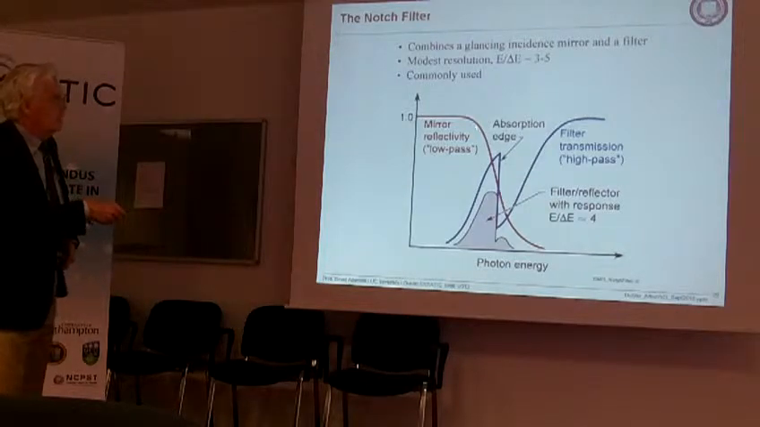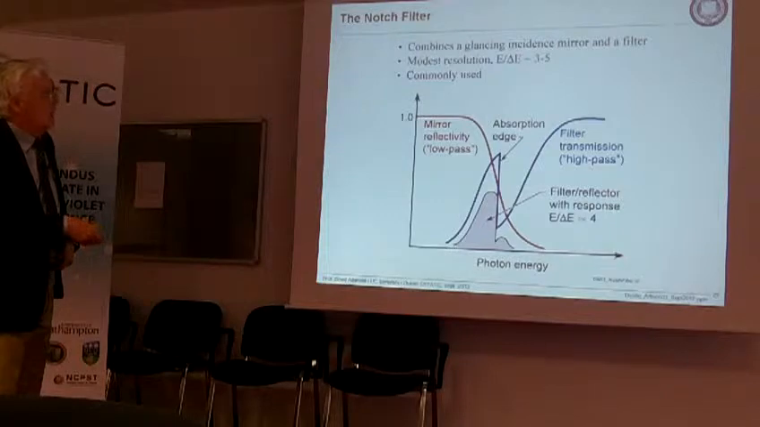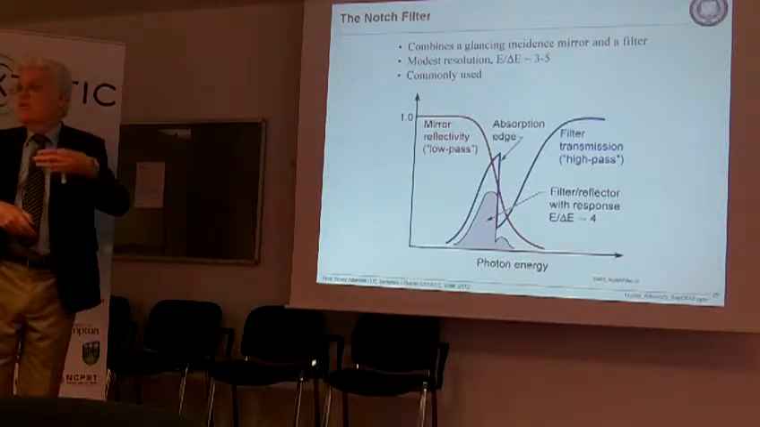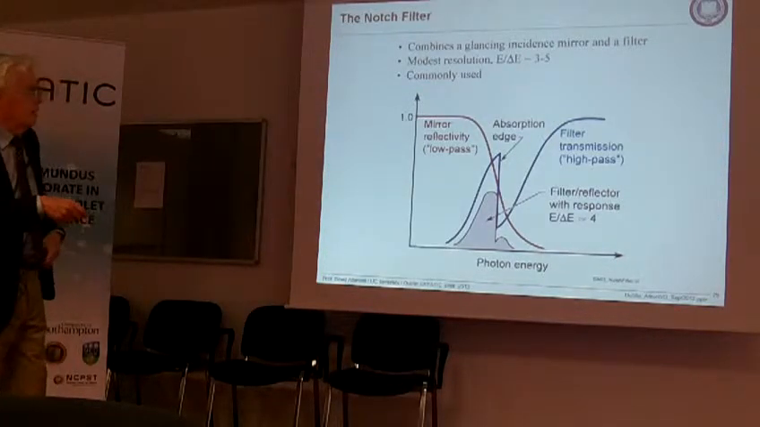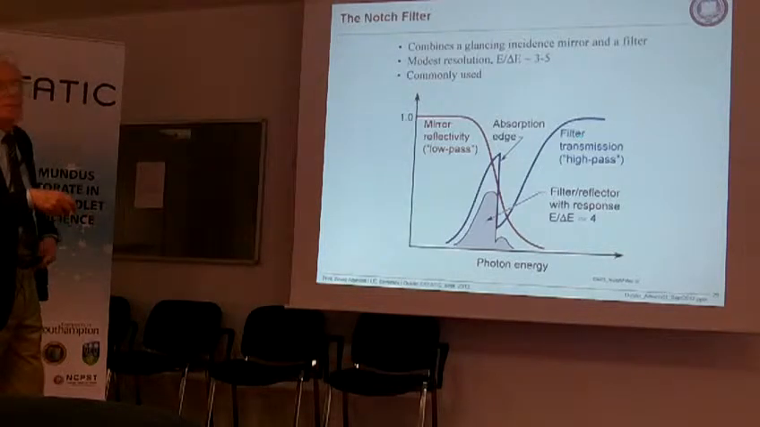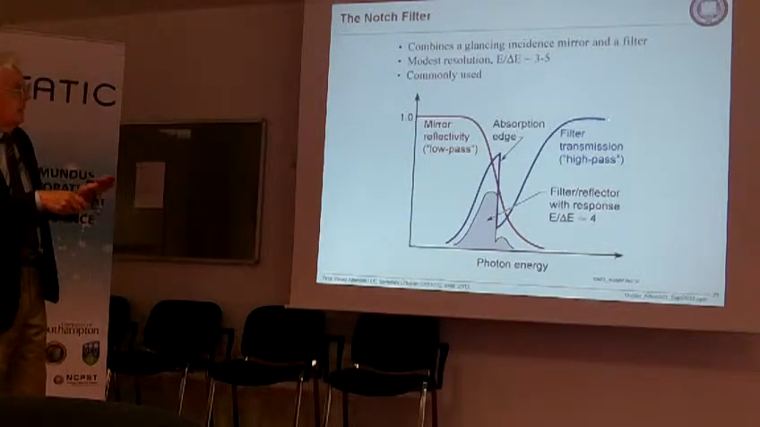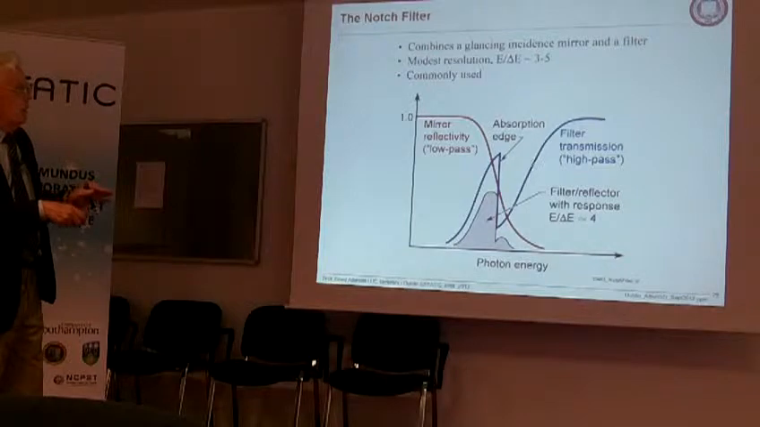So the mirror is a low pass. It's reflecting the lower photon energies, and you put one of those absorption filters, thin films that we were talking about before, that for very high photon energies it goes right through the filter, so high transmission, but there'll be some absorption edge here, and this is what it would look like.